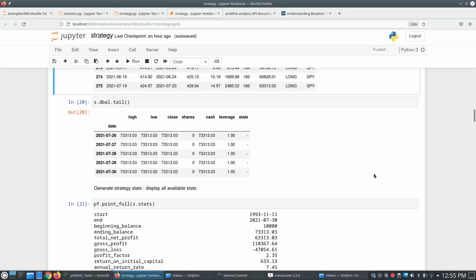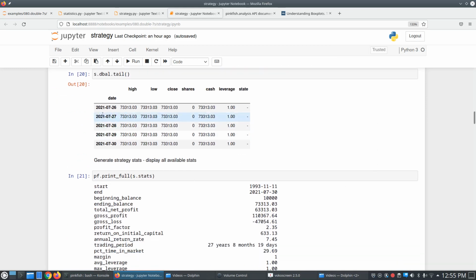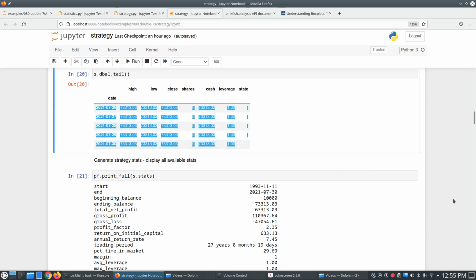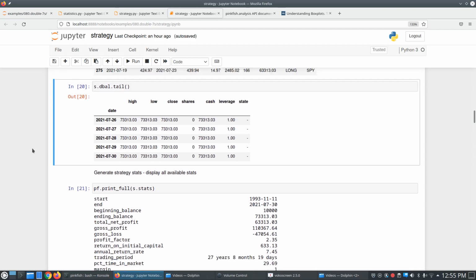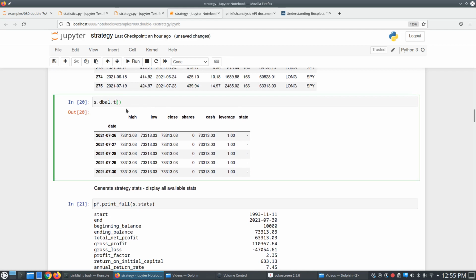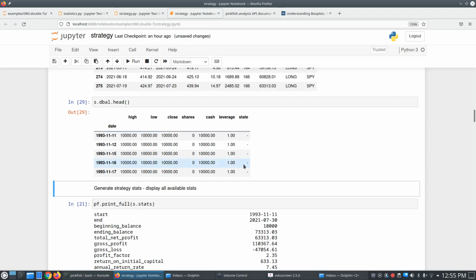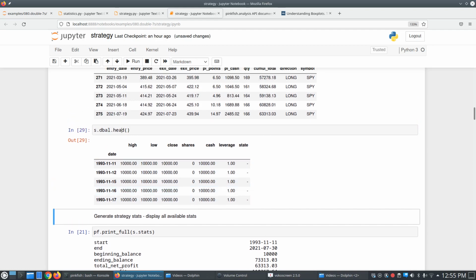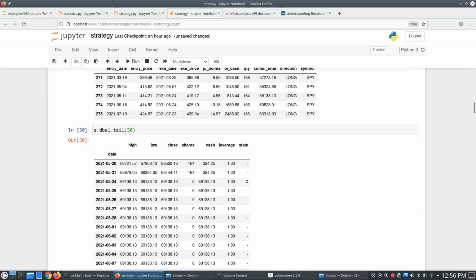The daily balance, this is the newest. So we're looking at the tail here, so we can see that we're all in cash now. So we haven't been in this trade for a few days. You can also look at the head if you want to, and like that. So looks like we're still in cash. We can lay out tail like this and then look at more data, so we can look like that.